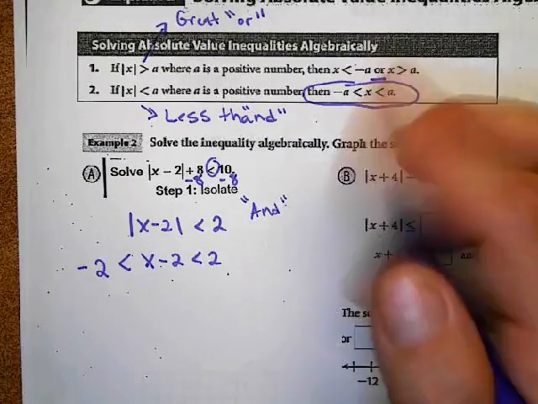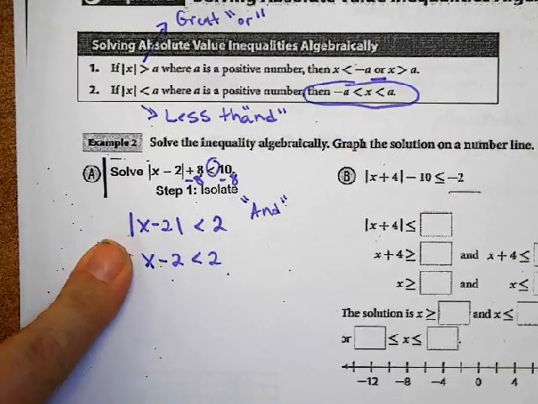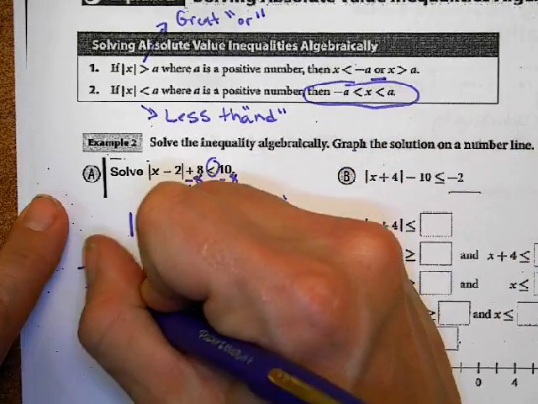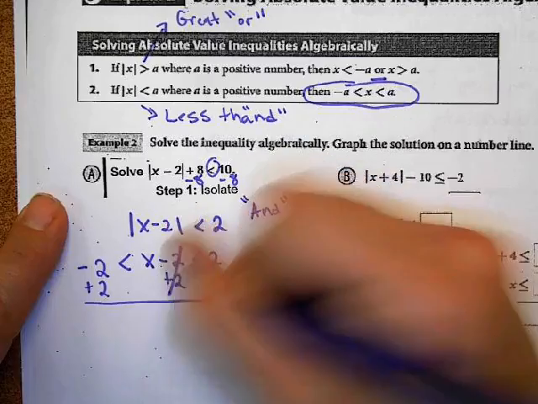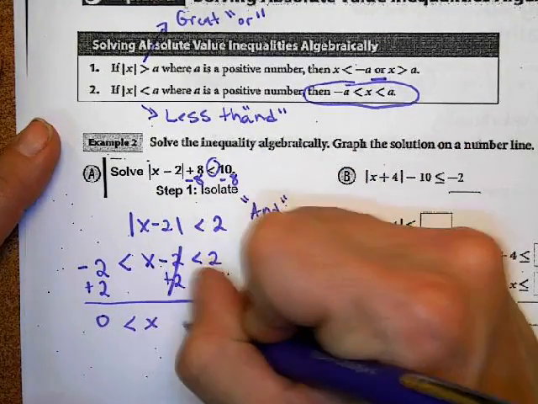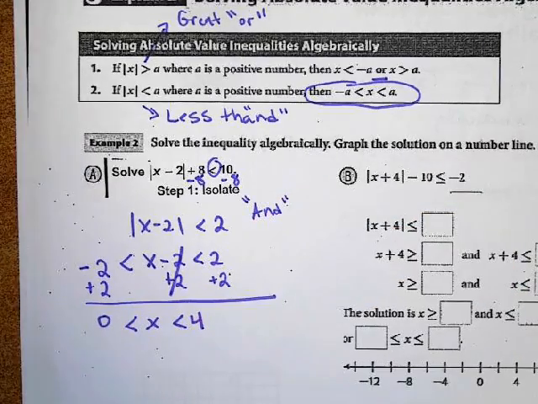Then we're going to do some algebra. I'm going to start in the middle, and I'm going to add 2 in the middle. I'm going to add 2 on the right. I'm going to add 2 on the left. When I do that, I get 0 less than x, which is less than 4.